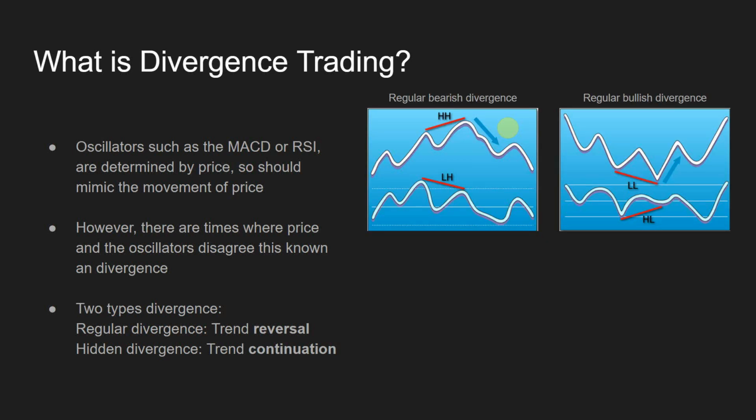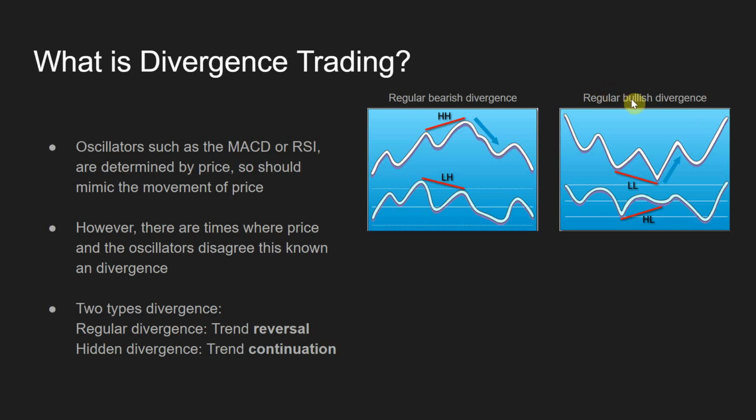I've picked up some images out of BabyPips just to give you a quick visual overview of what that looks like. Starting with regular divergence, you've got regular bearish divergence. The top here is price and at the bottom is your oscillator of choice. You get regular bearish divergence when price starts making a higher high, and the oscillator, which should also be making a higher high, actually makes a lower high. This gives us a potential indication, or an early warning system, that price can potentially reverse.